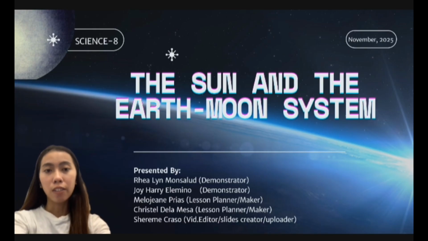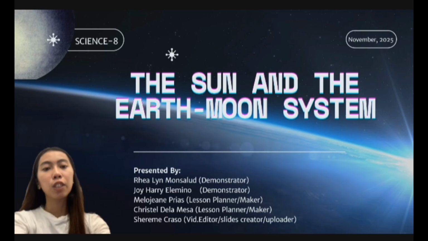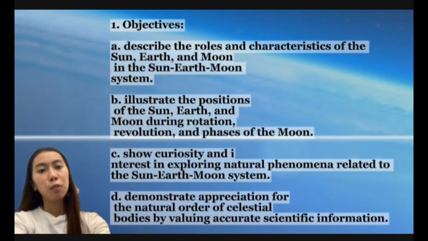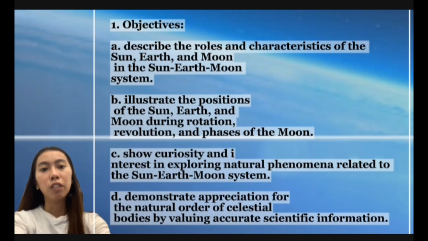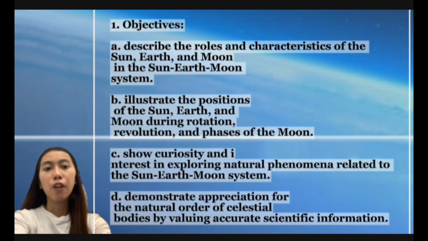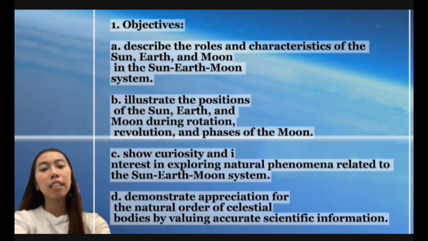Before we start our lessons, I will read the objective first. At the end of our lesson, students will be able to describe the roles and characteristics of the Sun, Earth, and Moon in the Sun, Earth, Moon system. Illustrate the position of the Sun, Earth, and Moon during the rotation, revolution, and phases of the Moon. Then show curiosity and interest in exploring natural phenomena related to the Sun-Earth-Moon system, and lastly demonstrate appreciation for the natural order of celestial bodies by valuing accurate scientific information.